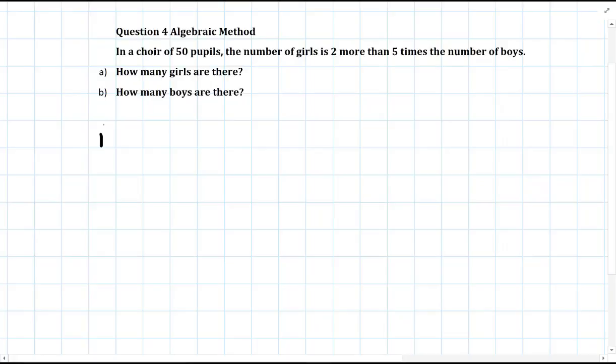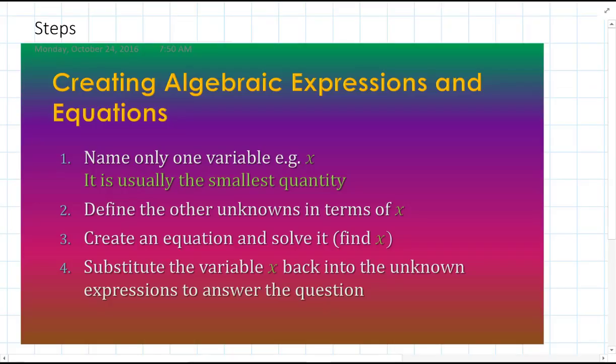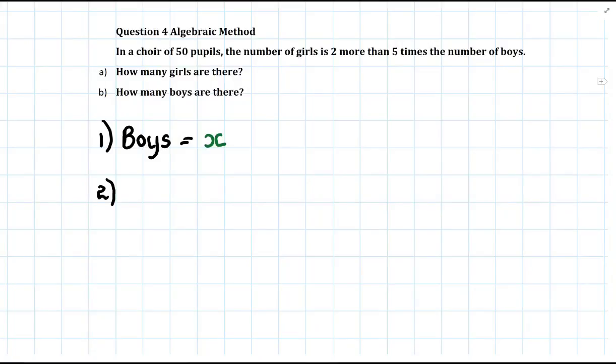So step 1. The boys will equal x. So that is an algebraic expression for the boys. Step 2. Define the other unknowns in terms of x. So the other unknowns are the girls. Now we need to look at this question very, very carefully. The number of girls is 2 more than 5 times the number of boys. So the girls are 5 times more than the boys plus 2.